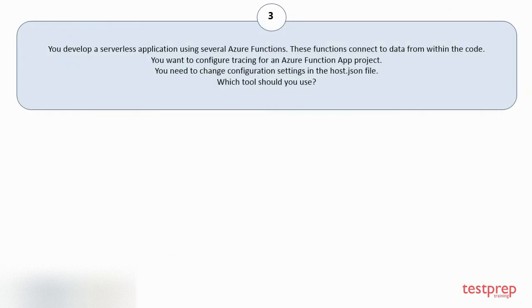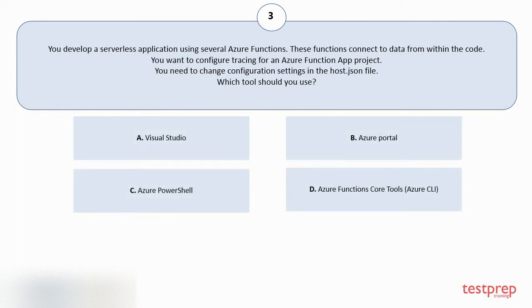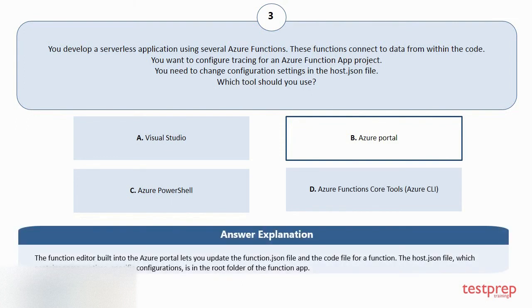Question number 3. You develop a serverless application using several Azure Functions. These functions connect to data from within the code. You want to configure tracing for an Azure Function App project. You need to change configuration settings in the host.json file. Which tool should you use? Your options are. A. Visual Studio. B. Azure Portal. C. Azure PowerShell. D. Azure Functions Core Tools, Azure CLI. The correct answer is option B. And here's the explanation of the answer.